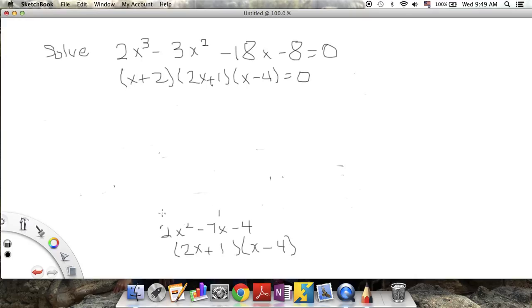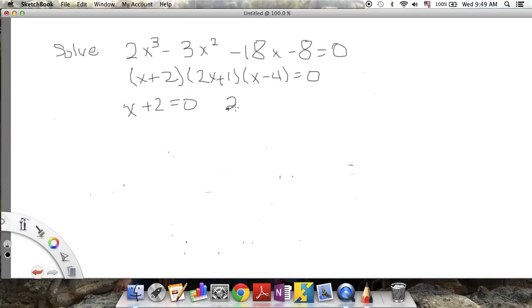Once we have it factored all the way, we know that if we're multiplying some things together and the product is equal to 0, that means that one of those factors has to be 0. So our possible roots are when x plus 2 equals 0, when 2x plus 1 equals 0, and when x minus 4 equals 0. Those are our answers.